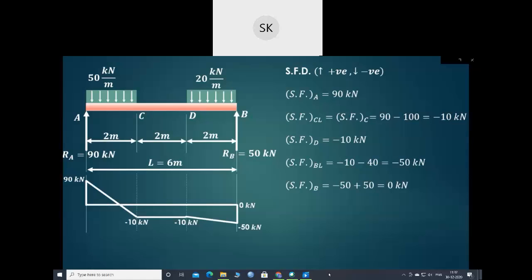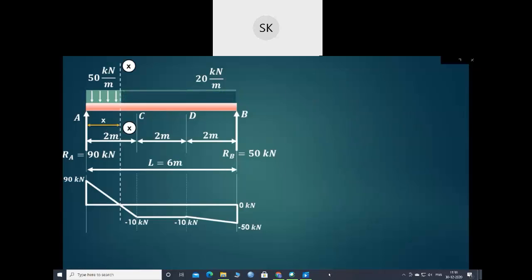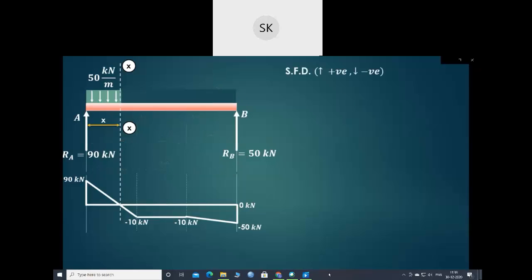Now we have to draw the bending moment diagram. Before that, we'll find out the point of zero shear. So this is the point of zero shear, where the shear force diagram changes sign from positive to negative. So consider this section at a distance x from A as shown over here. Now we'll concentrate only on that particular section.